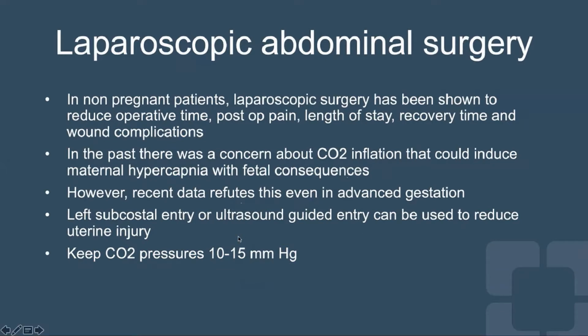The left subcostal entry is usually a good way, and Palmer's point is usually a good way to avoid the uterus. You can also use ultrasound guided entry to reduce uterine injury. Generally, although we're not worried about that hypercapnia, intra-abdominal pressure is best kept low to keep venous return up. So we typically like to use a CO2 pressure of less than 10 to 15 millimeters of mercury.